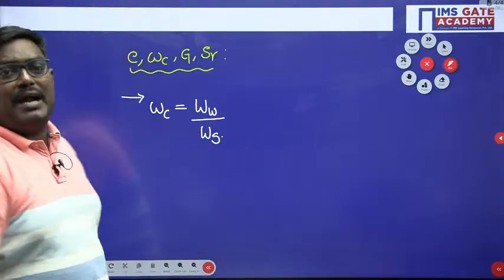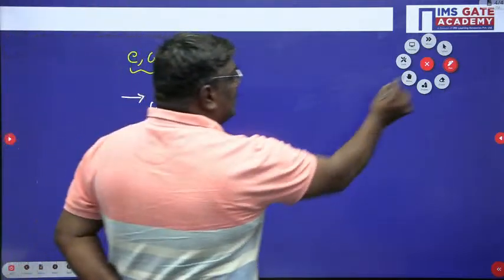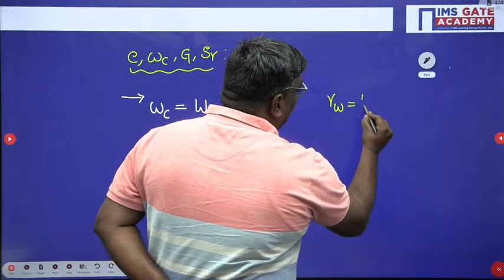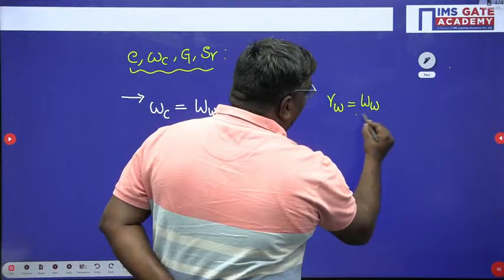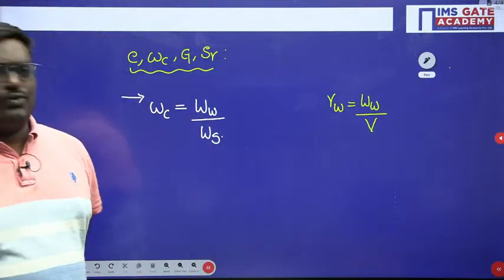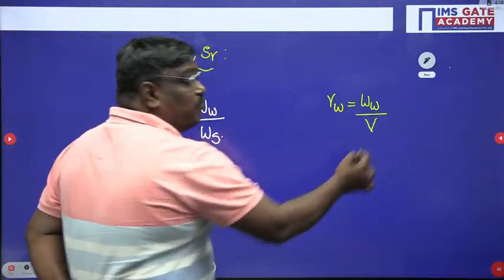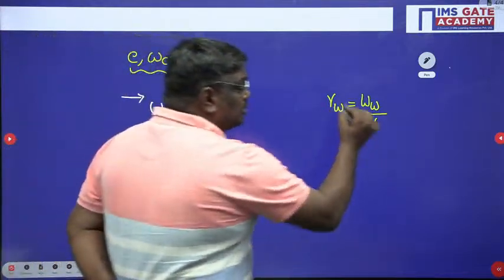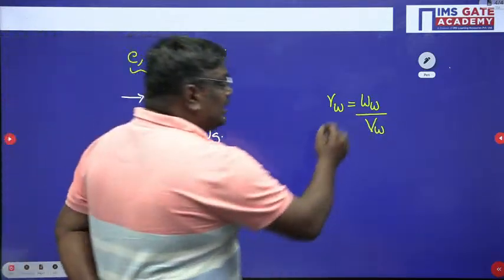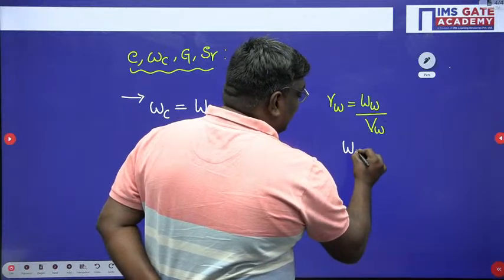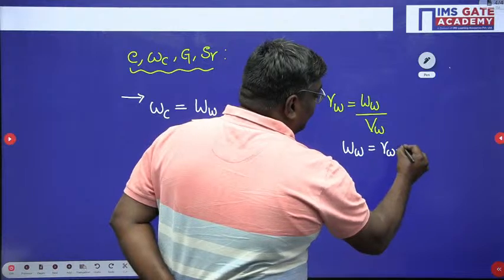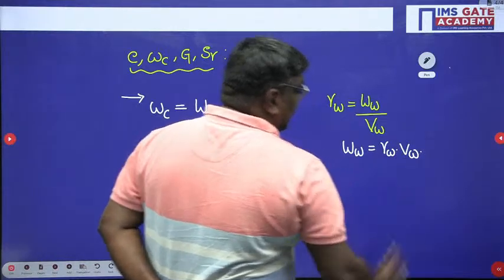So here, my dear students, what do you mean by gamma W? Gamma W is nothing but weight of water upon volume of water, because you have to understand that gamma W is a constant. So from this, I can write weight of water W is equal to gamma W into volume of water. Agree or not?